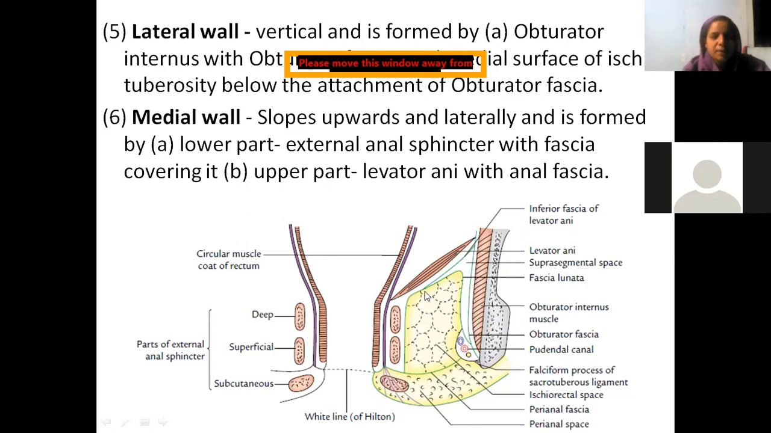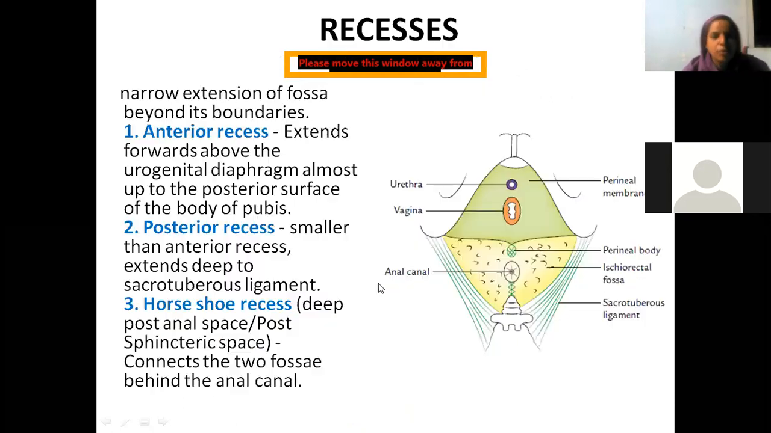Then this is our medial wall. How is this medial wall formed? You are finding a sphincter muscle, which we studied when we were doing the anal canal. What is the sphincter? The external anal sphincter muscle is forming the medial wall. Just look at the picture, you will write in your own words, practice the diagram. You need not write multiple points, 1 or 2 points and a good diagram is also enough.